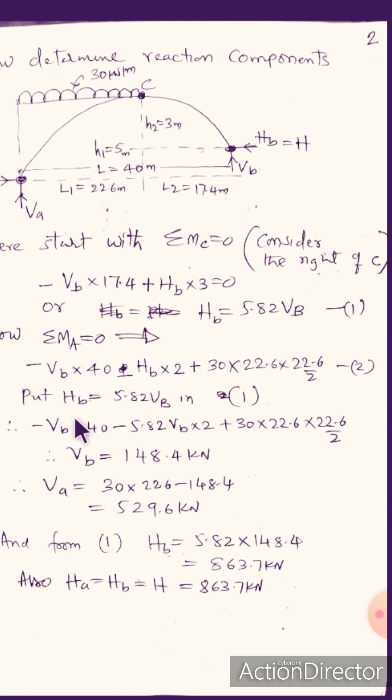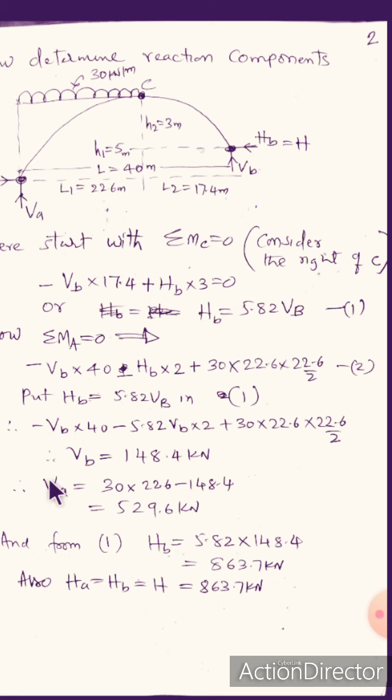So this equation will yield VB is equal to 148.4. Therefore VA, so total upward and downward forces must balance. On that, VA is equal to 529.6. Now you substitute this one in equation 1, which is here. We can see this. Substitute this one in equation 1, which is here.